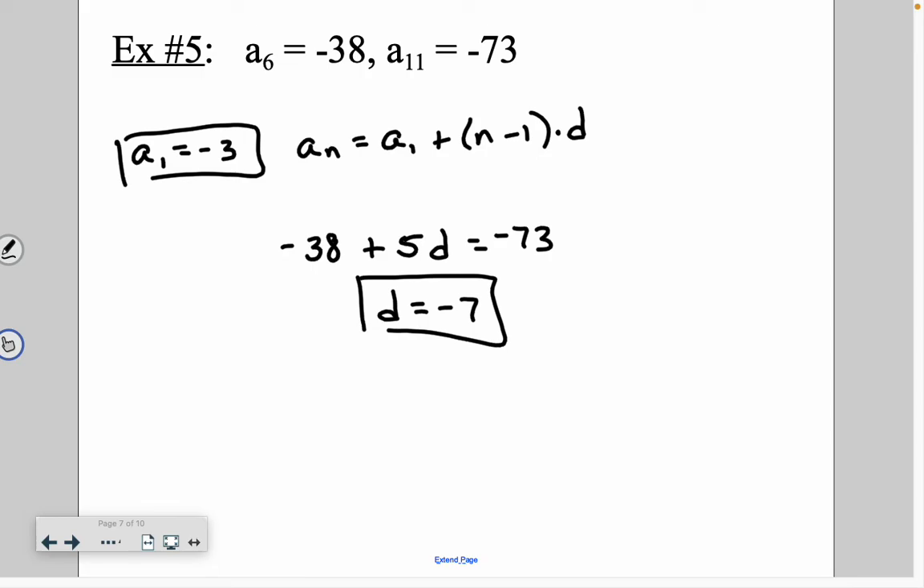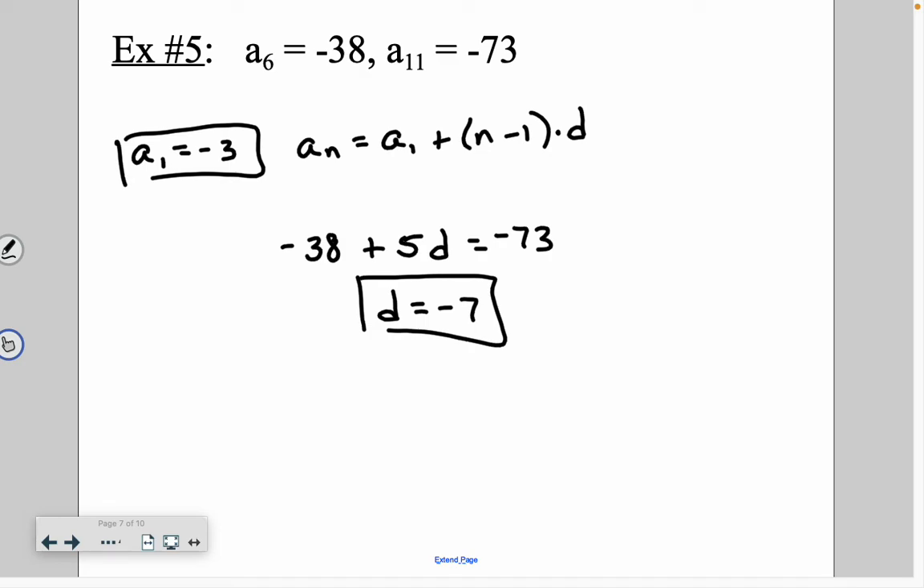We said common difference is slope, right? You can. Change in y over change in x. The change in your y values right there, change in your x values is 5. You would also get negative 7. It's the same exact idea. Okay? It's the same idea.